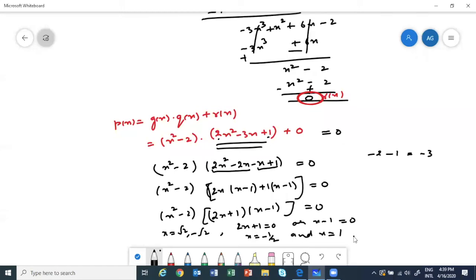Give me a minute. Why are we getting minus half? Okay, there's a mistake. I should have taken out minus 1. Then we'll get x minus 1. So here also, this is minus 1, so this becomes plus. Clear?